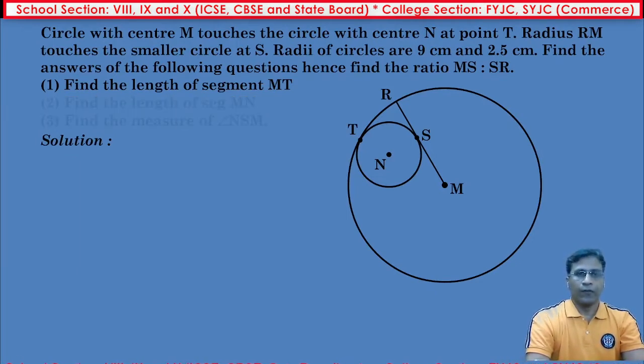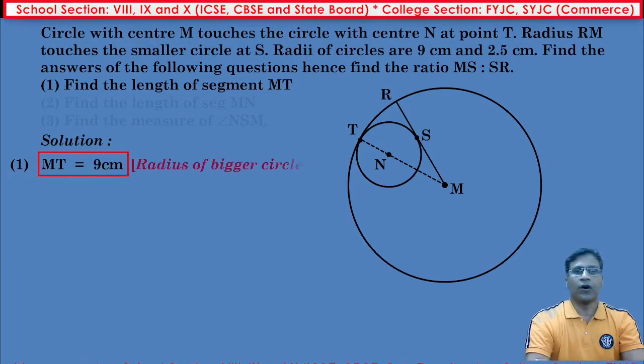Now, when we say we have to find the length of segment MT, let's join MT. Look carefully, MT and MR have to be equal. Why? They are the radii of the larger circle. So in other words, MT will be equal to 9 centimeter, the radius of the larger circle.